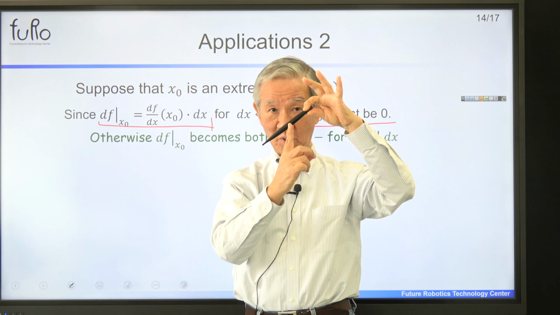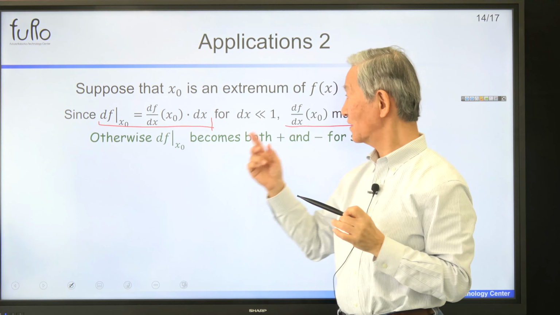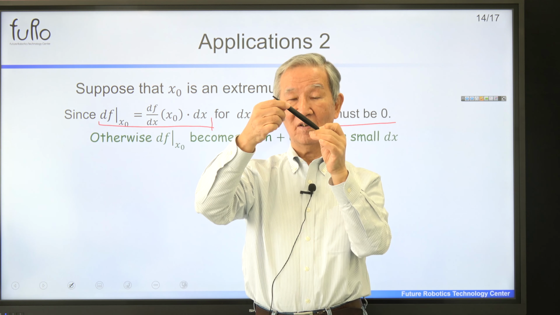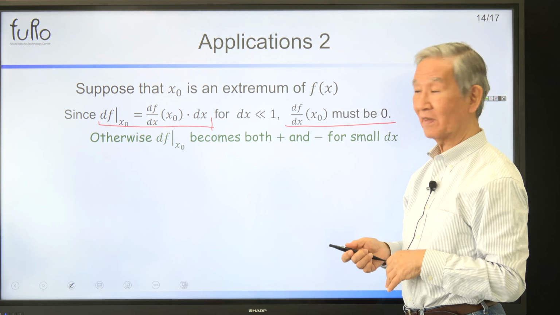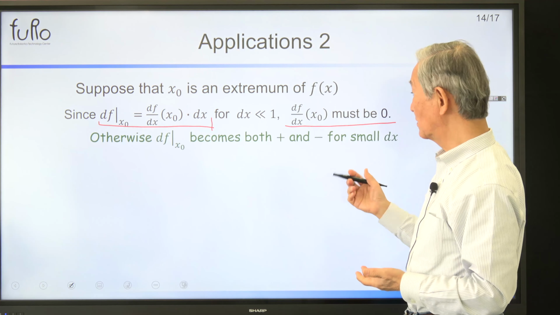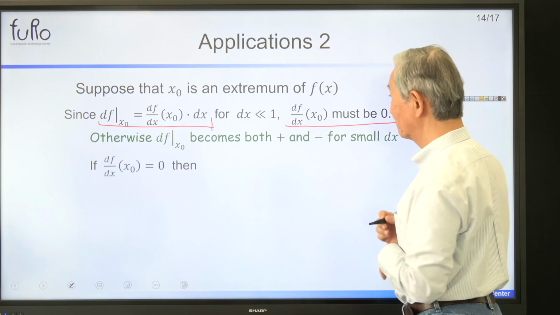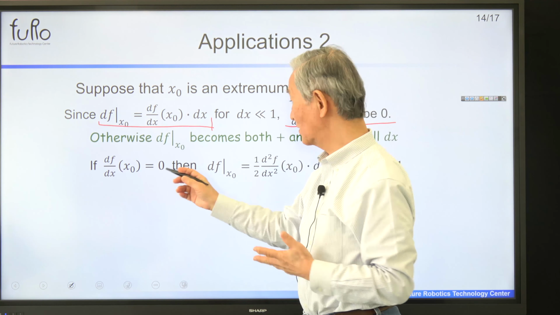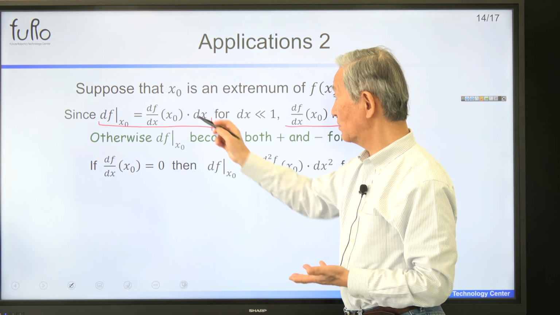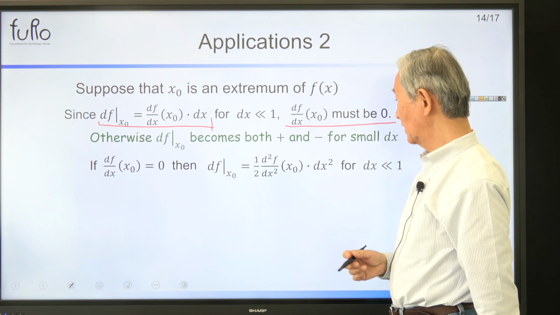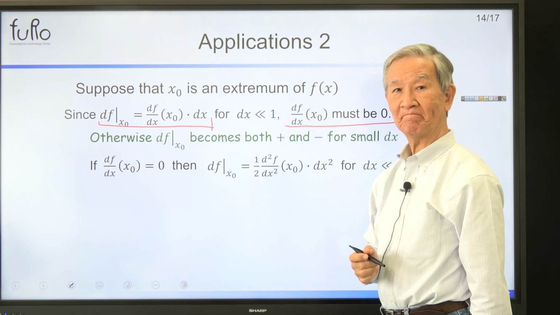Is this an extremum point? No, it cannot be. The other way around is also true. If that is negative, then it should be like this one here. Once again, it is not an extremum. Okay, so this has to be 0. So from the expansion, you can find this one out. So at the extremum, this must be 0. Okay, if this is equal to 0, then for df, the next term, since this one is gone, the next term is this one here. And dx cubed is too small, so forget about that, and it is given by this one here.